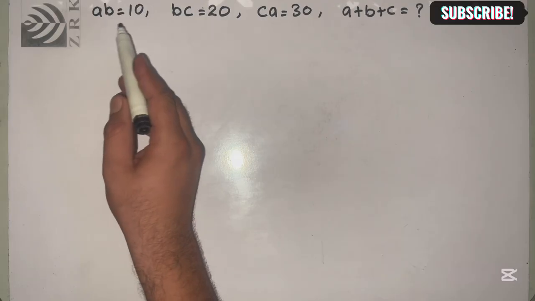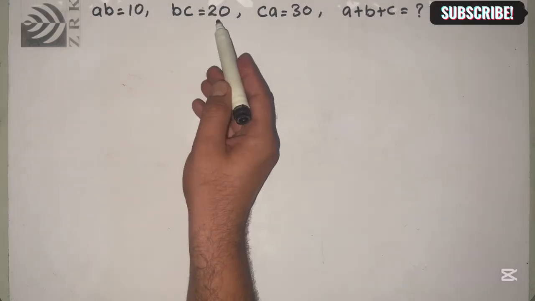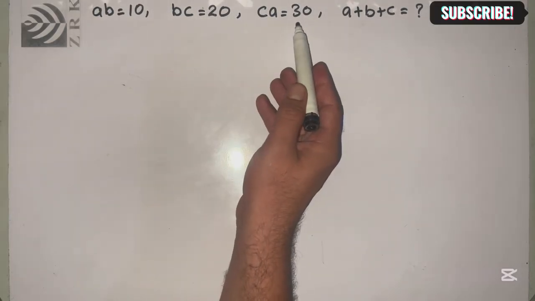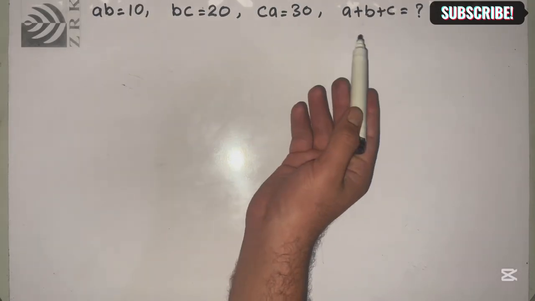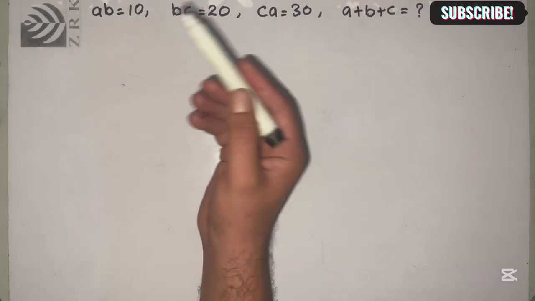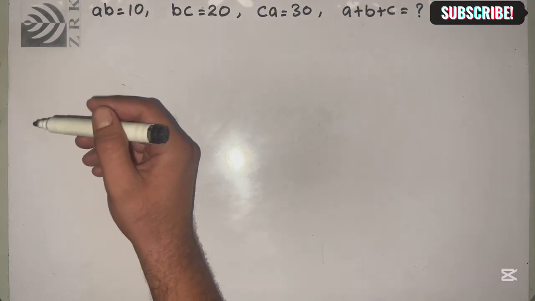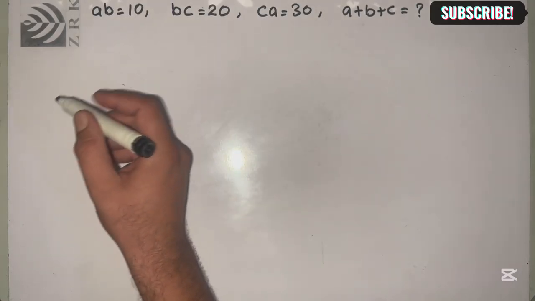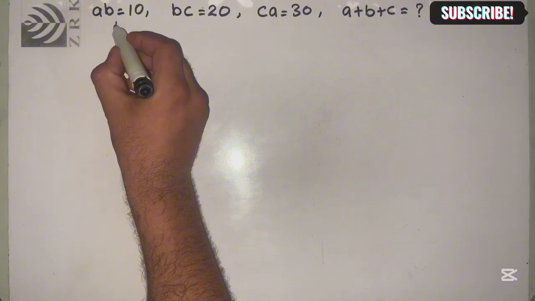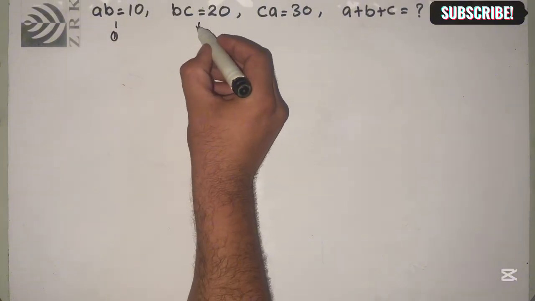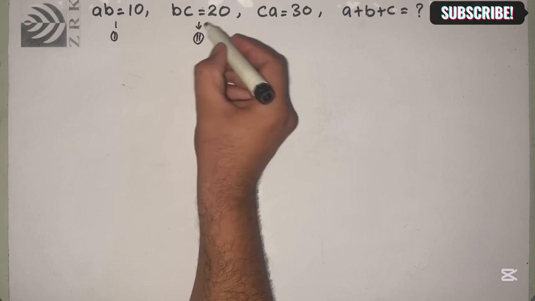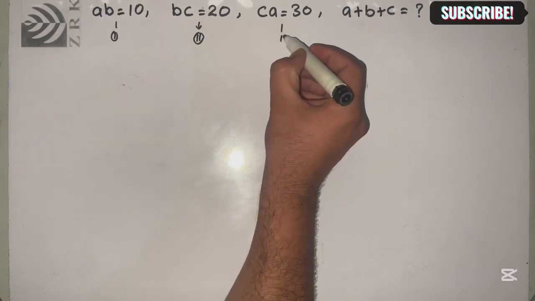We are given that AB is equal to 10 and BC is equal to 20, where CA is equal to 30, and we have to find A plus B plus C. In order to find A plus B plus C, we have to go through simplification. Let this equation be our first equation, this our second equation, and this one our third equation.